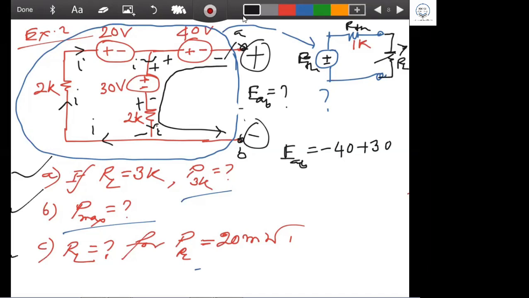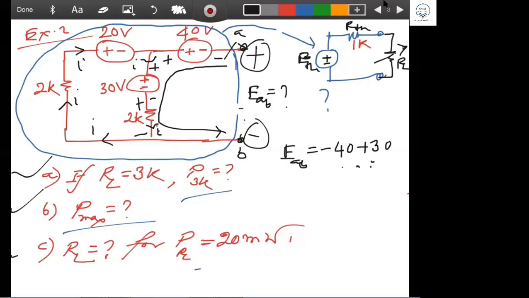Minus, minus, plus, plus 2 into I. 2 is kilo ohm, so I is milliampere. So 2 into I. And now from here, you have to go for minus 10 plus 2I. Now you have to find the value of I equal to what? That means in this problem, your first step is what? First step is you have to find the Thevenin equivalent, and then you do the second part. This is the way you have to do it.